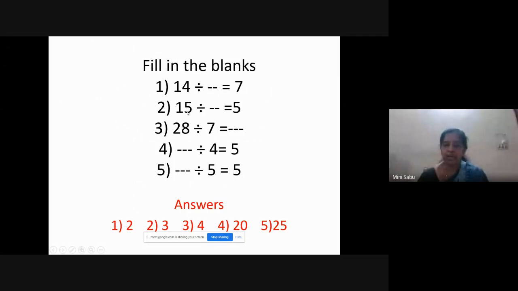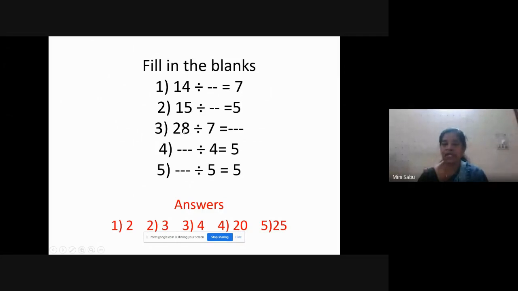Now coming to second question, similar one. 15 divided by dash equal to 5. Which table you have to tell? We have to recite the table of 5 till you get 15. 5 1 is 5, 5 2s are 10, 5 3s are 15. We reached 15. See the answer? Answer is 3.